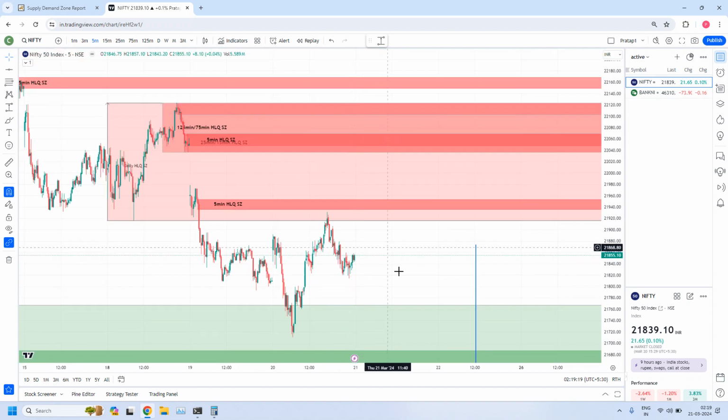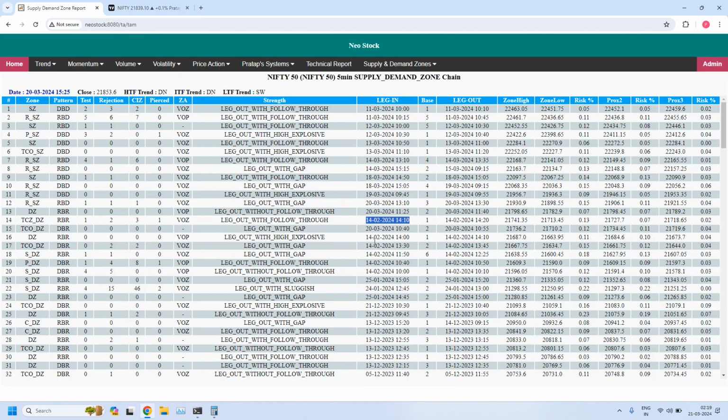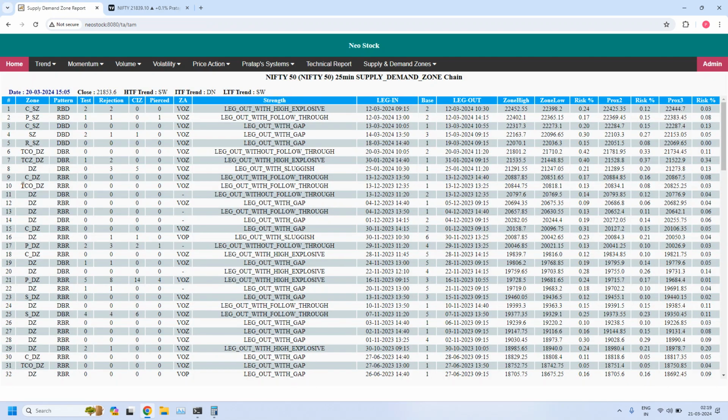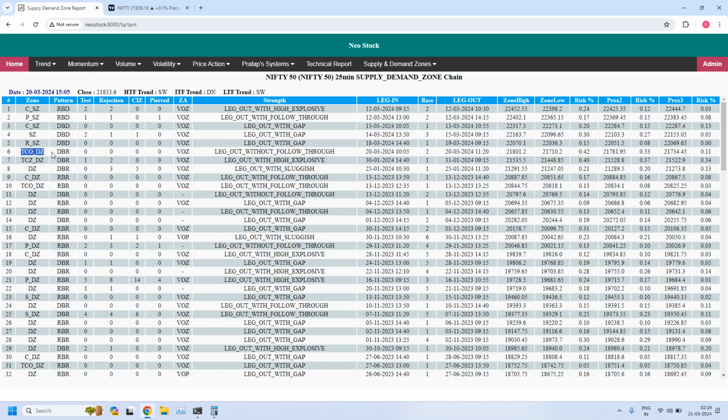Now let's focus on the zones created today. The first zone created today is on the 25 minutes time frame. Let me go to 25 minutes. Let me generate the chain. In the 25 minutes time frame, one zone is created today. A demand zone is created. So here, sixth entry. This is a low priority, high liquidity demand zone.